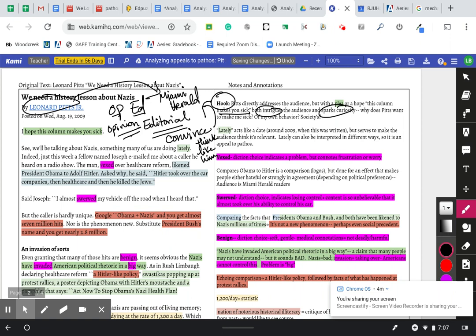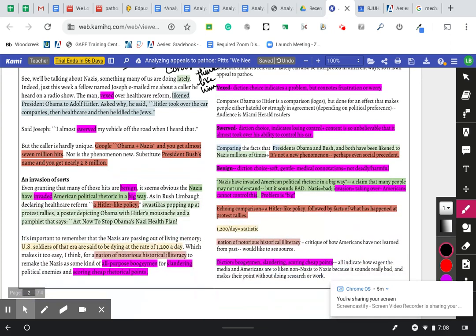Why does he want to make me sick of my behavior, of society's behavior? And then take a look at some of the diction he uses. The diction is highlighted in pink. I'll let you read it on your own, but he's saying that a man named Joseph emailed him, and this man vexed over healthcare reform, right? So he's saying it's a problem. He's frustrated. He's worried about healthcare.